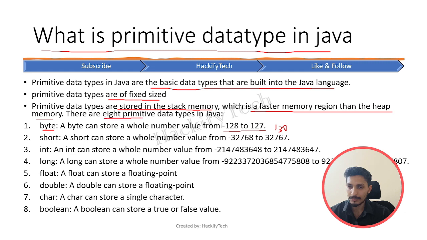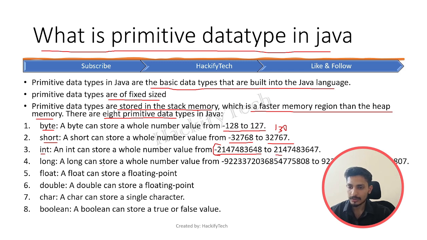Basically, there are 8 types of primitive data types available in Java. One is byte, and another is short, which can store a range of numbers between minus 32,768 and plus 32,767. Then we have integer, which will store up to 10 digits of a number, starting with two series here.